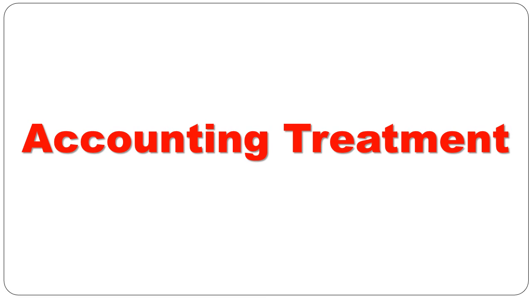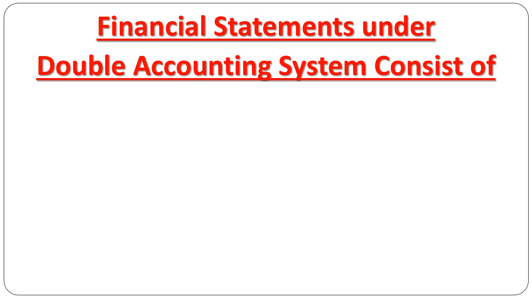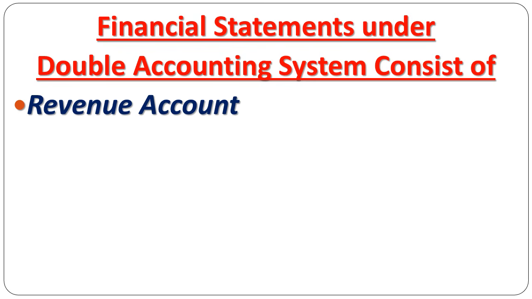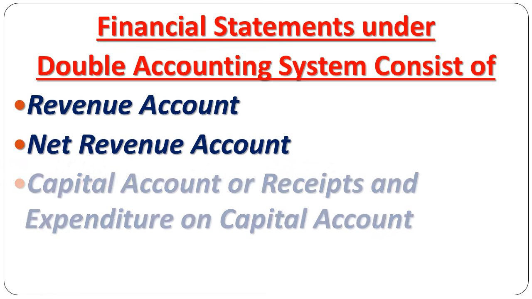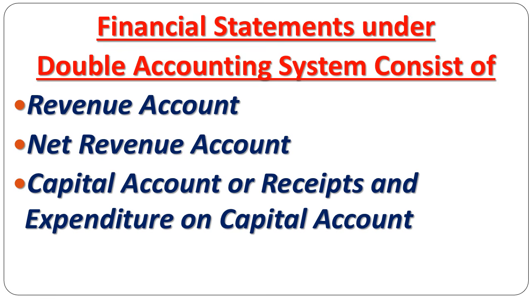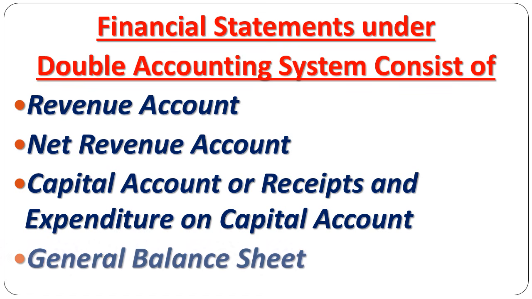Now we will enter into the accounting treatment. Financial statements under the double accounting system consist of four things. One is the revenue account, then the net revenue account, then the capital account, or receipts and expenditure on capital account, and finally the general balance sheet will be prepared. We will understand all these four separately: what each is, what the format is, and how it will be prepared.